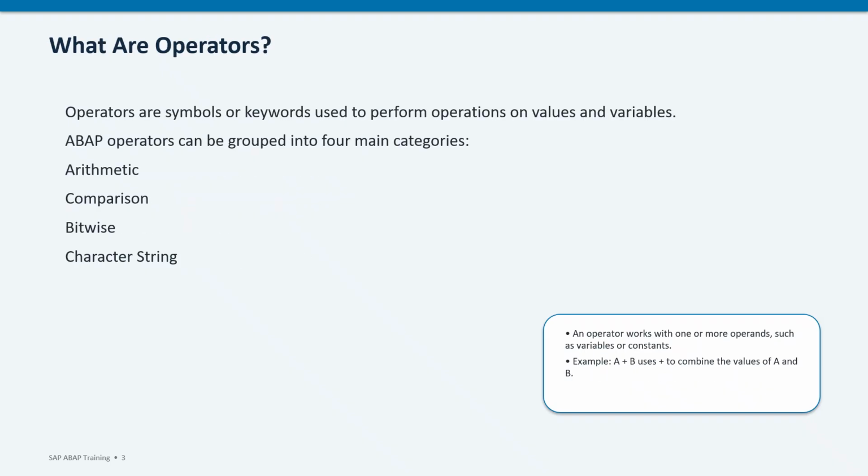What are operators? Operators are symbols or keywords used to perform operations on data. For example, the plus symbol is used for addition, and comparison operators are used to compare two values. ABAP operators are mainly divided into four categories: arithmetic, comparison, bitwise and character.